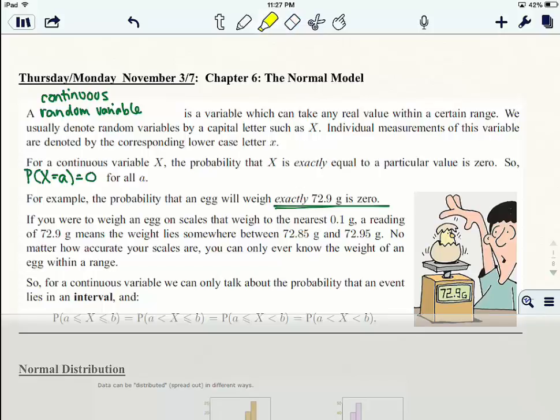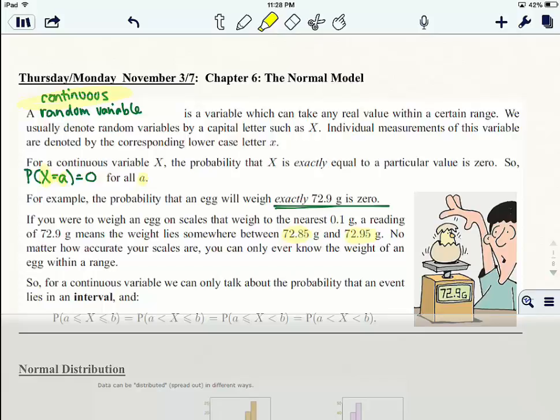So, the probability that big X is equal to a particular value a is 0 for all possible a. For example, the probability that an egg will weigh exactly 72.9 grams is 0. And we talked about this when we talked about continuous variables. If you put it on a more exact scale, you might get a better reading even though it's the same egg. If you weigh an egg on scales that weigh to the nearest 0.1 gram, a reading of 72.9 grams means the weight lies somewhere between 72.85 and 72.95, because it rounded to the nearest 0.1 gram.